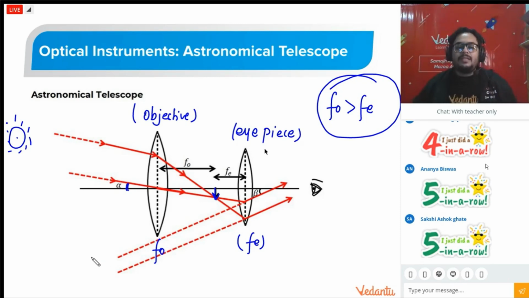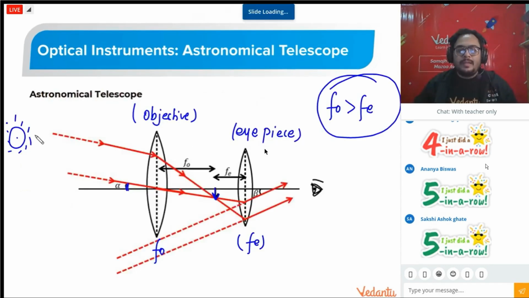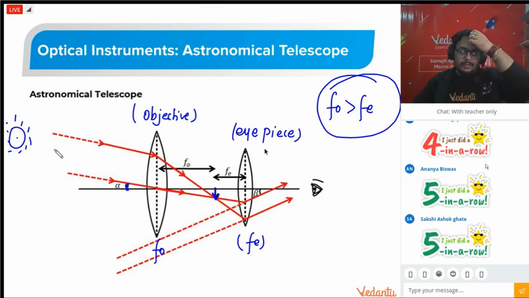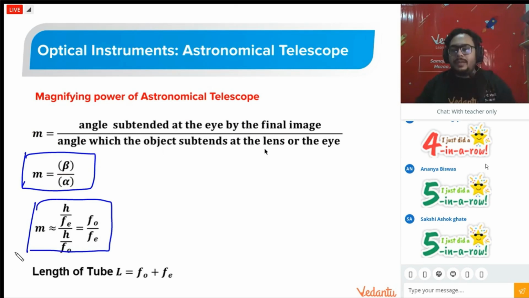So magnification for this is simply calculated by beta by alpha. Are you getting my point? Which is height of image by height of object. See, if I assume that the height of object is HO and height of image is FE, then finally magnification that you get is FO by FE. This is the simplest one.